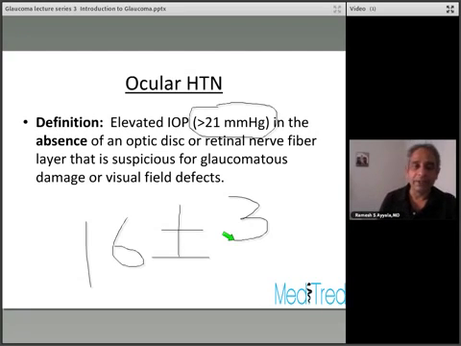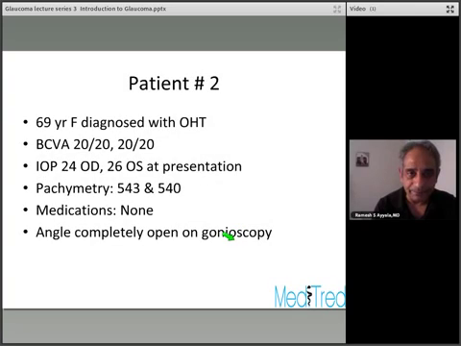So they're intimately interlinked any which way you look at it. So if you have a patient with intraocular pressure greater than 21, and there is absence of optic disc or retinal nerve layer loss or damage, and visual fields are completely normal, you classify them as ocular hypertension.